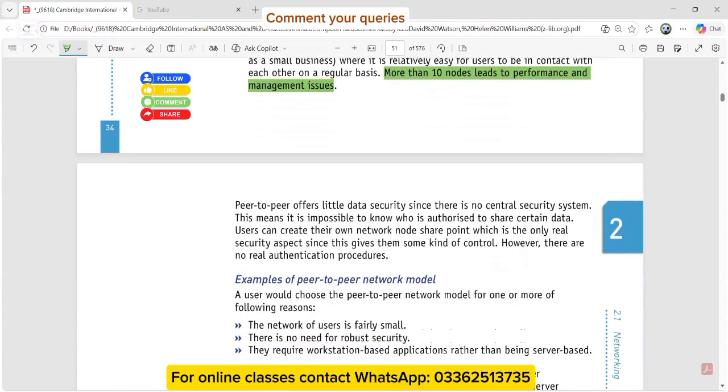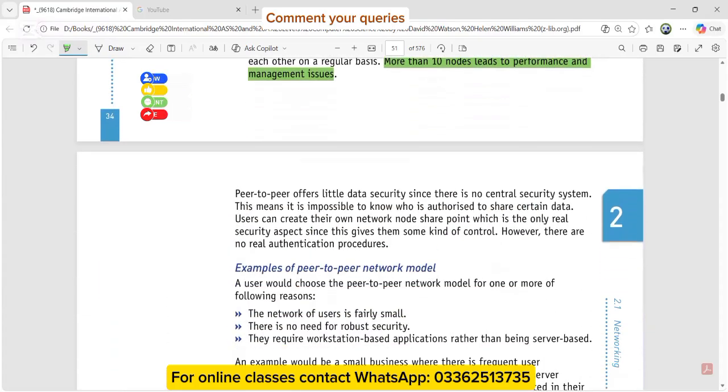Okay. Peer-to-peer offers little data security. There is no central security system. Again, I'm highlighting this key term, although we have talked about this. This means that it is impossible to know who is authorized to share certain data. Users can create their own network shared points, which is the only real security aspect. It is up to them, but otherwise there is no requirement that there should be some central PC managing all the resources.